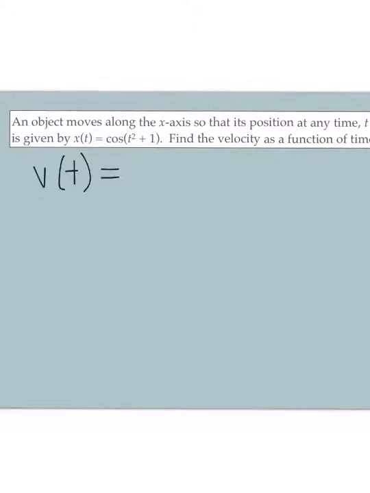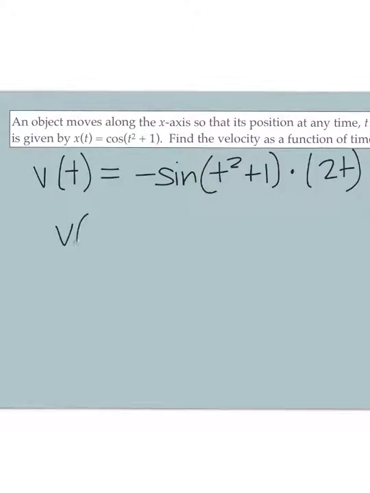So the derivative of cosine is negative sine. When I'm talking outside and inside, the outside is the cosine, the inside is the t squared plus 1. So when I take the derivative of the outside, I'd write negative sine, and the inside stays the same, t squared plus 1, and then I multiply that by the derivative of the inside, which in this case would be 2t.